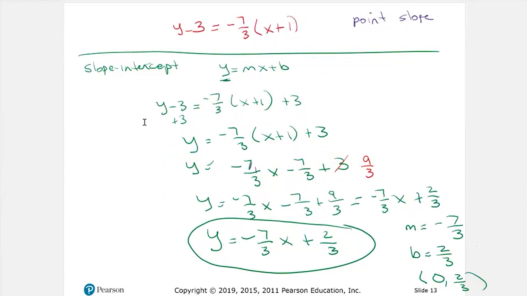So we started out and we found, oh, here it is. So here we found slope-intercept. And again, I think that this is the easiest place to start. So we have y equals negative 7/3 x plus 2/3.